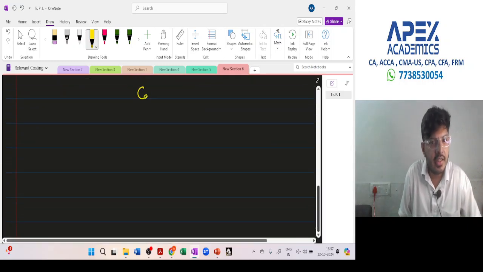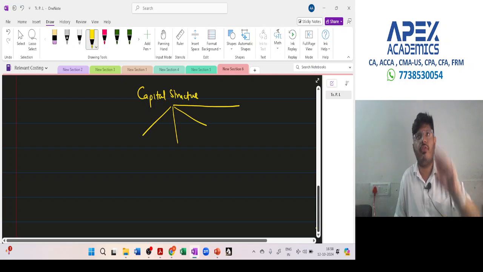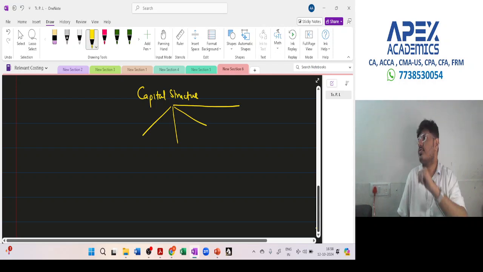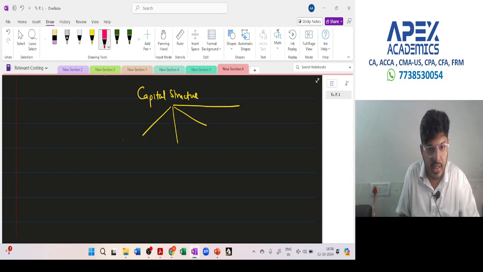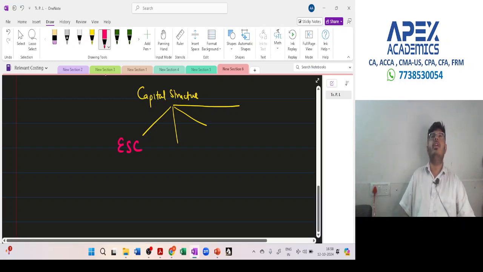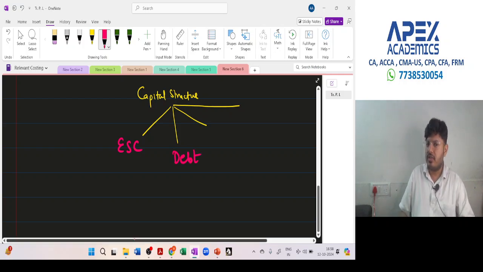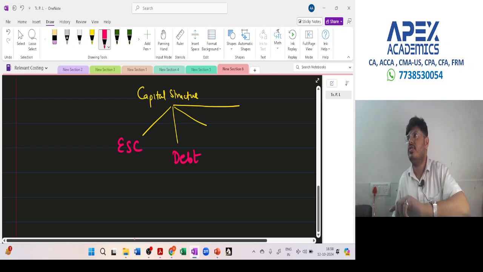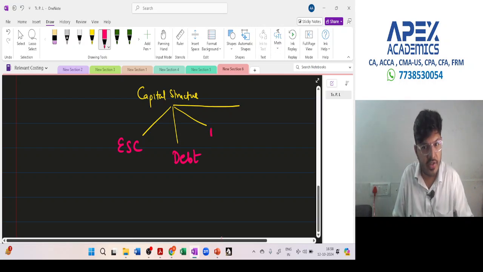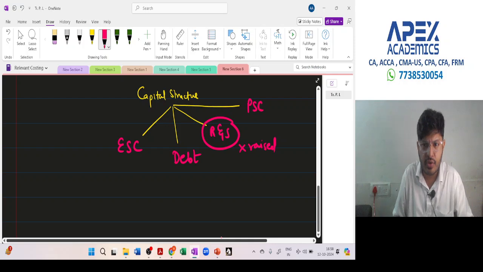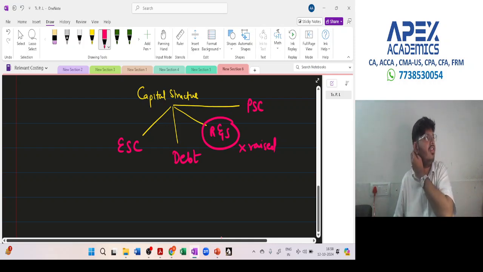Please understand, in the capital structure of a company, funds can be raised by four sources. What are the four sources? The first source of raising money is your own money, which is known as equity share capital. The second is debt. The third is using your own profits to be reinvested into business, which is nothing but reserves and surplus. So this money is not necessarily raised. It is not raised, it is earned. And the fourth source is preference share capital, which is in substance a kind of a debt only.